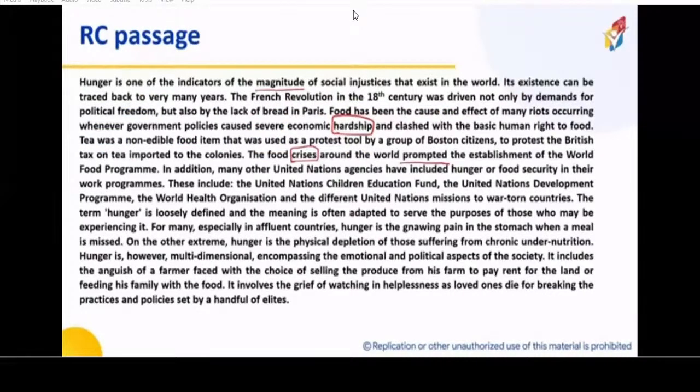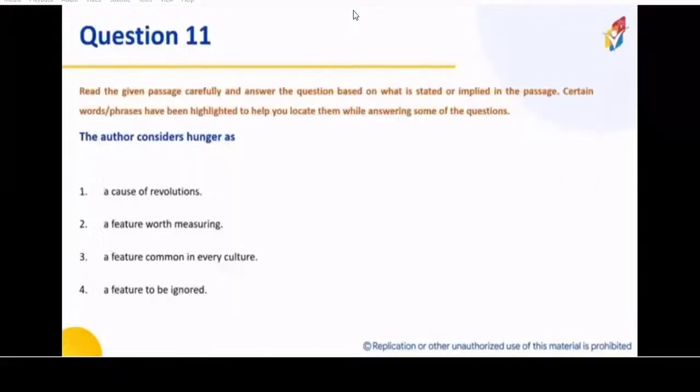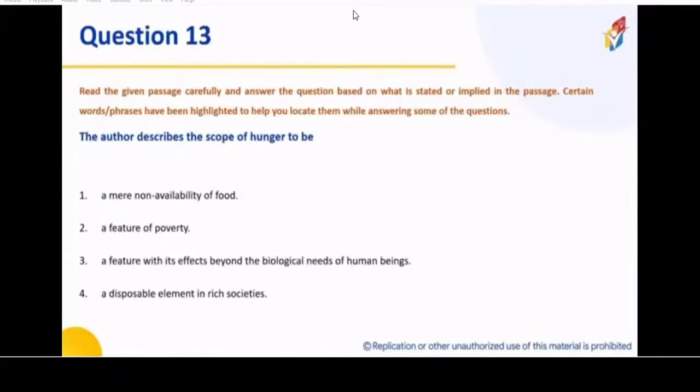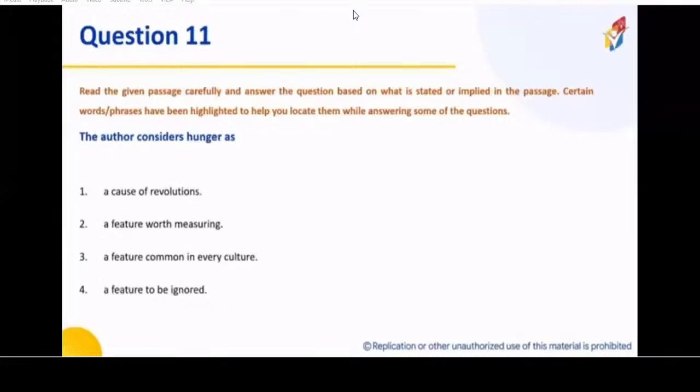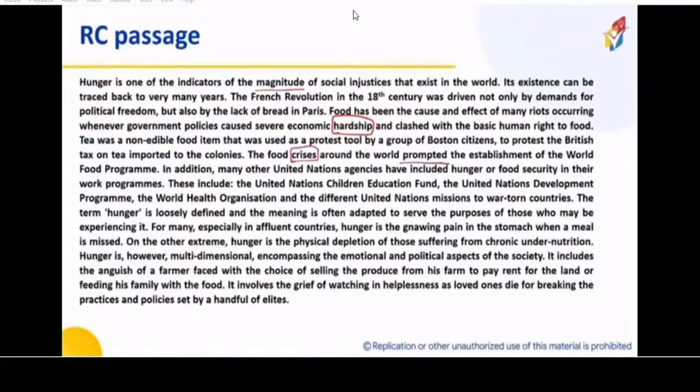Let's look at the statement again. The food crises around the world prompted the establishment. So the World Food Program was essentially established to remove the food crises around the world. Next. In addition, many other United Nations agencies have included hunger or food security in their work programs. Let's see if we can answer any other questions. The author describes the scope of hunger to be dash. And question 1, the author considers hunger as dash. Let's see. These include the United Nations Children Education Fund, which is your UNICEF, the United Nations Development Program, UNDP, WHO, and the different United Nations missions to war-torn countries.